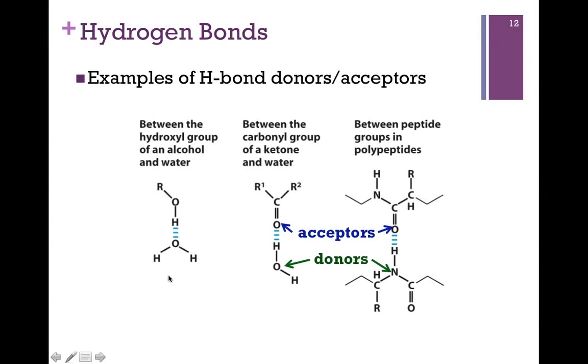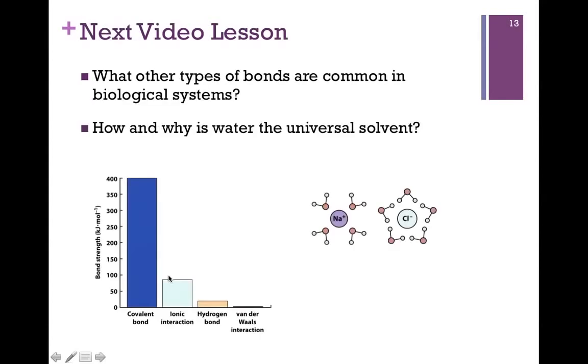In our next lesson, we want to look at what other kinds of bonds we see in biological systems and how they compare with covalent and hydrogen bonds. And we want to see another of water's interesting properties, that is, how and why it is the universal solvent.